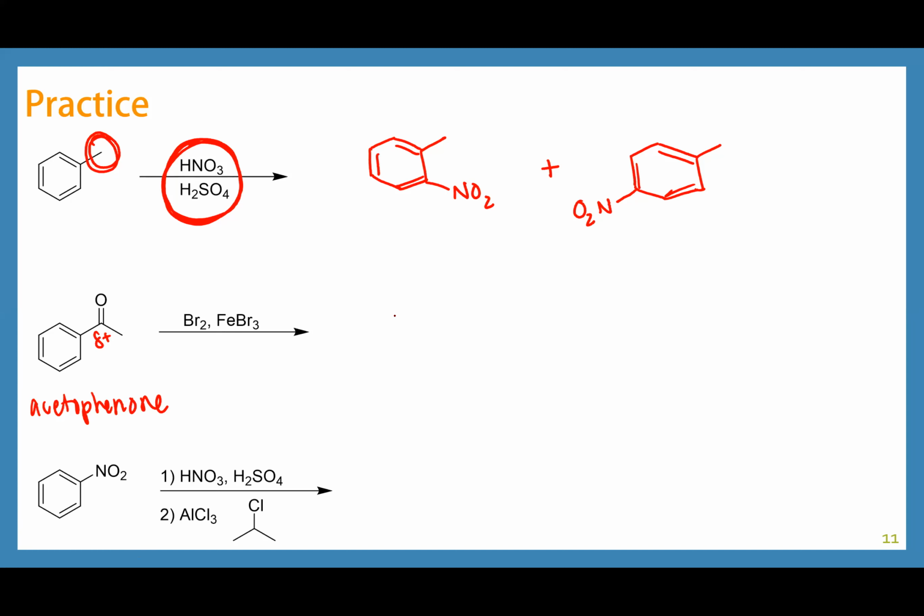Okay, so what substituent are we putting onto the benzene ring? Br. Okay, and I'm going to label some carbons. Which carbon are we putting it onto? B. B, right? We're putting it into the meta position.